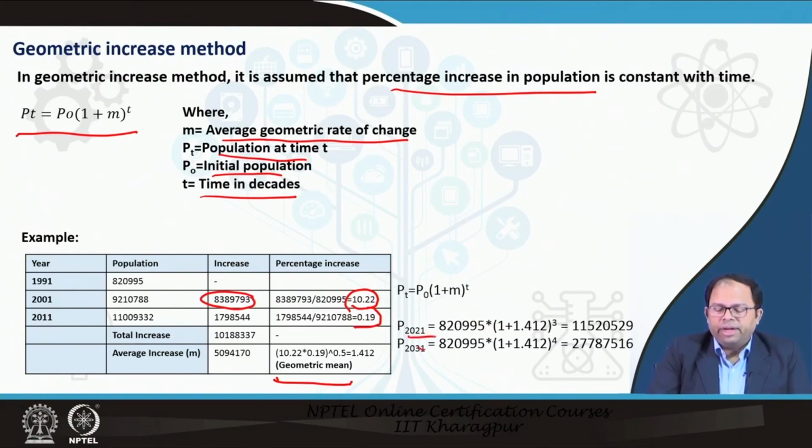So, for 2021, we take the base year value times (1 plus the rate) to the power 3, and for 2031 the power 4, and we get a population of 115 lakhs and 277 lakhs during these 2 time periods. So, if I had 2021 data, then we would have 3 values, and this would have been the geometric mean of these 3 values.